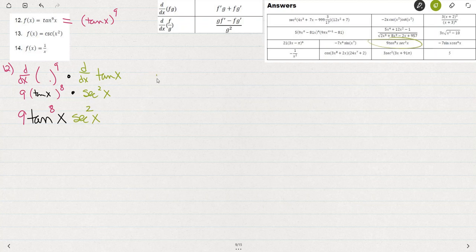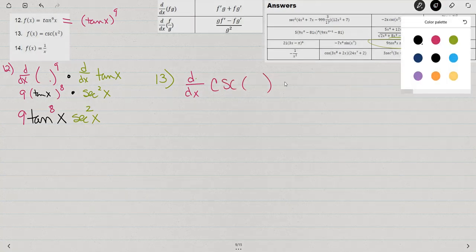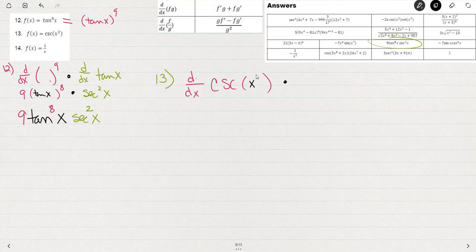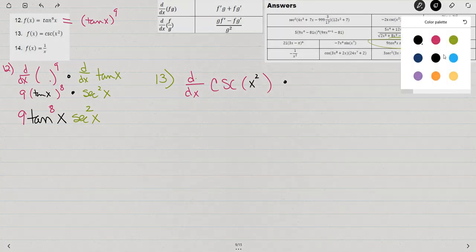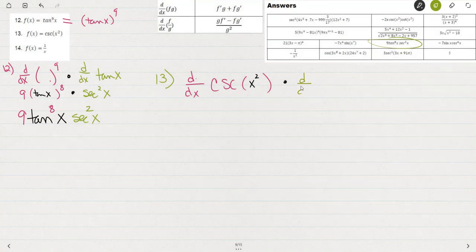A couple more. Number 13. For number 13, we've got cosecant of x squared. So the outside function is the derivative with respect to x of cosecant. And the cosecant of what? Of x squared, right? But it doesn't even matter what that something is. It's just that the outer function is the cosecant. We're going to multiply that by the derivative of the inner function, and the inner function is the x squared.